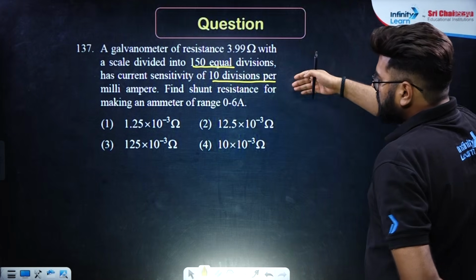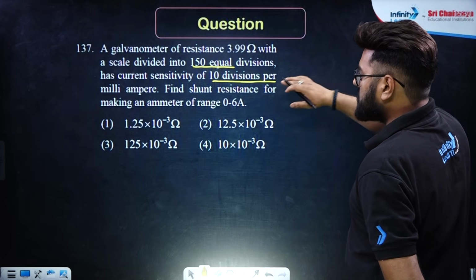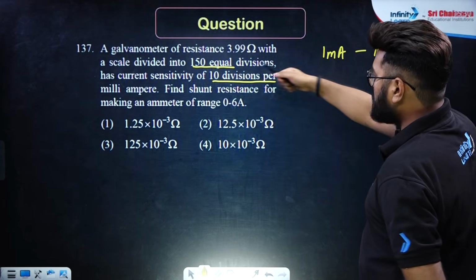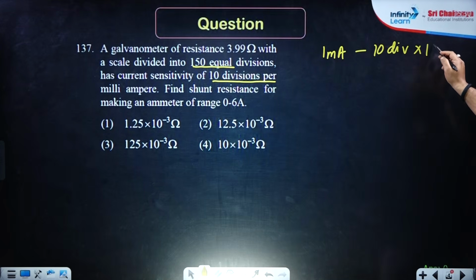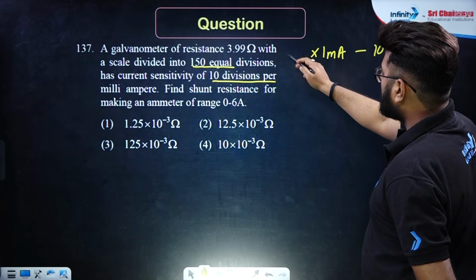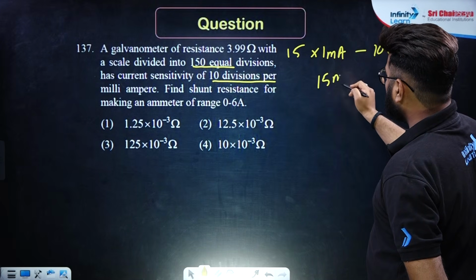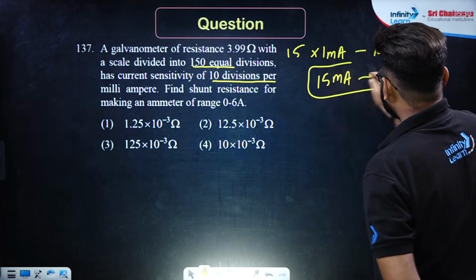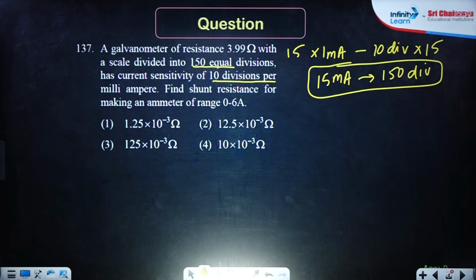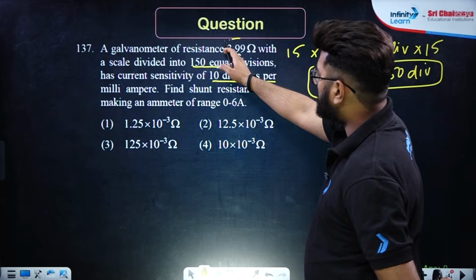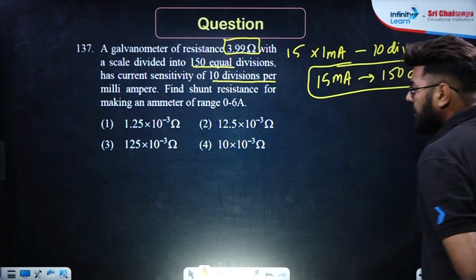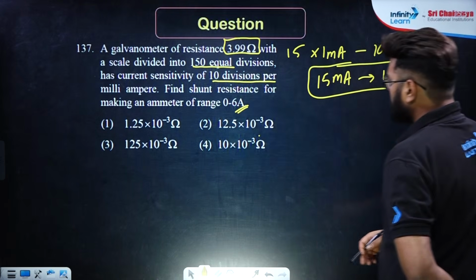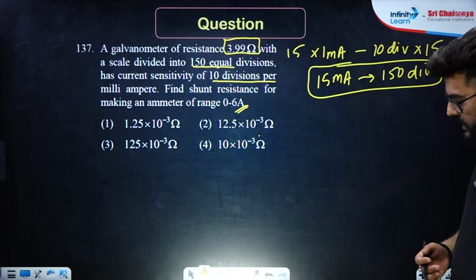The maximum value of current will be 10 divisions per 1 milliampere; 1 milliampere corresponds to 10 divisions, and in total 150 equal divisions are there. So I multiply by 15 on both sides, and it is 15 milliampere for 150 divisions. This is the maximum current which can flow through the 3.99 ohm. You want to add a shunt resistance so that this ammeter can now measure 6 ampere.